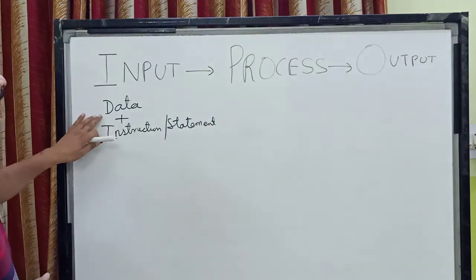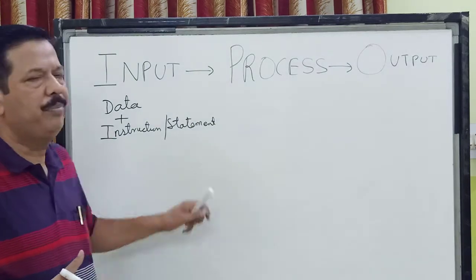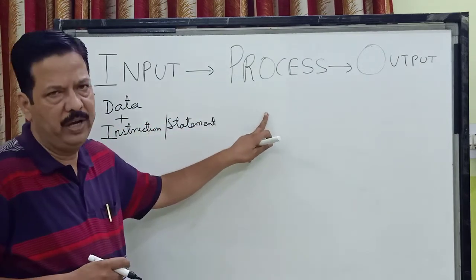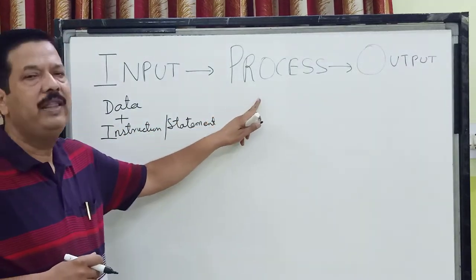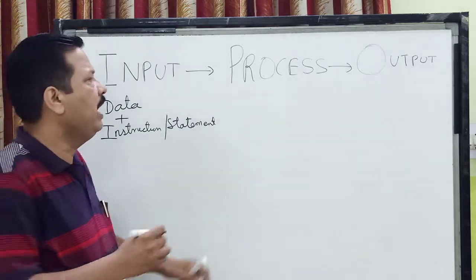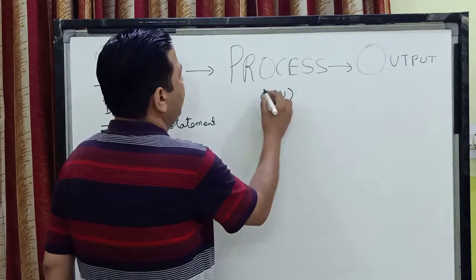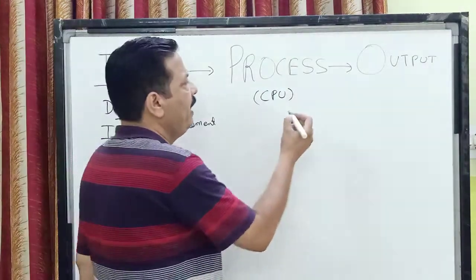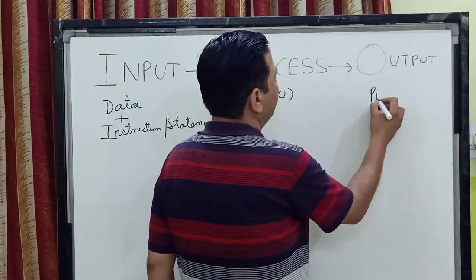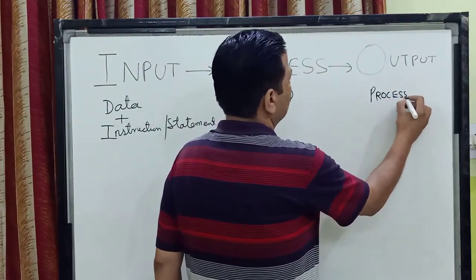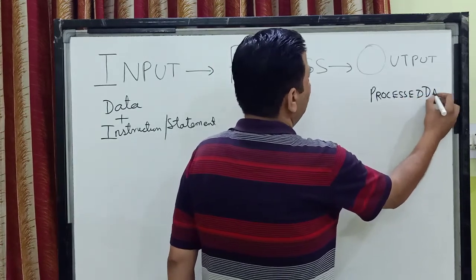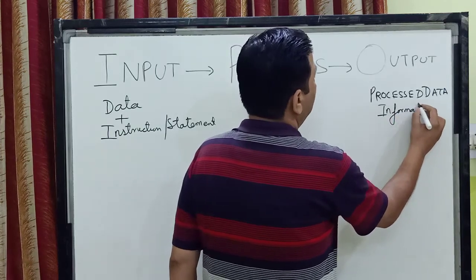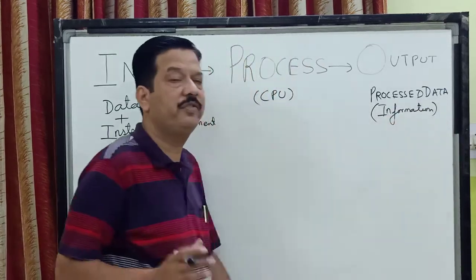So input is the data and instructions which we give to the computer, and according to the instructions the data is processed. The processing takes place in the process part, and this processing, children, is done in the CPU. Finally when your data gets processed, you get an output, and that is the processed data, or children we can say that it is information. Processed data is also called information.